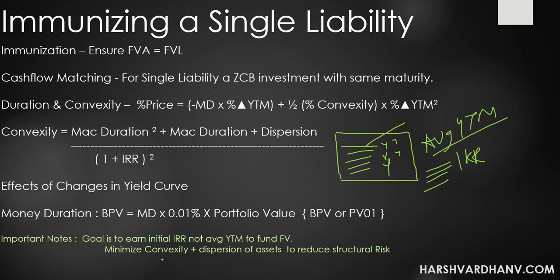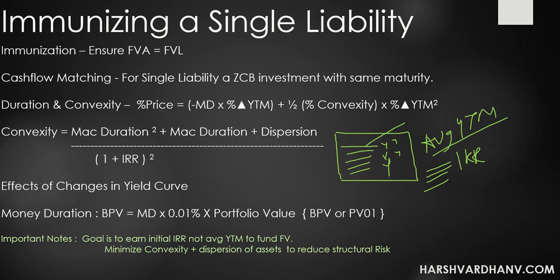So this is a counterintuitive statement that I have written over here: minimize the convexity and dispersion of assets to reduce the structural risk. But what we discussed earlier is that convexity is good for your bond. Convexity is good for your bond for parallel changes, right? If it is a parallel change, the convexity is good for your bond.